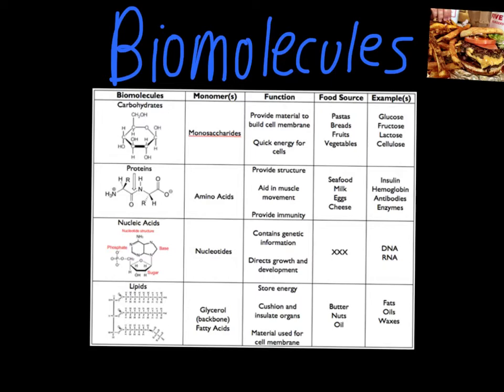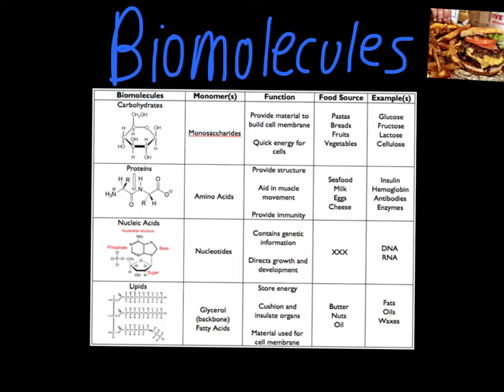The first thing to break down is that the biomolecule itself is also referred to as a polymer, meaning that it's made up of many smaller parts. The monomer is what's listed in the next column. So for example, carbohydrates are made up of monosaccharides. They're made up of other smaller pieces. This kind of thing becomes important when it comes to things like digestion.